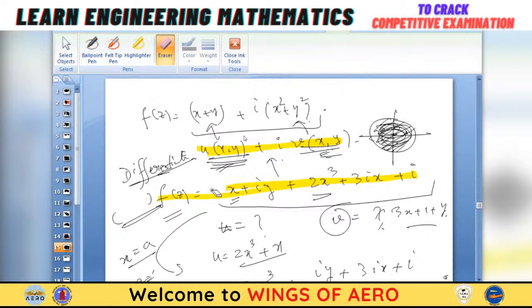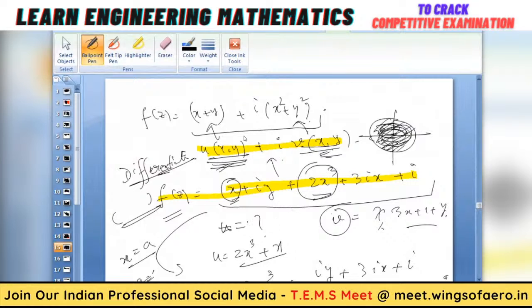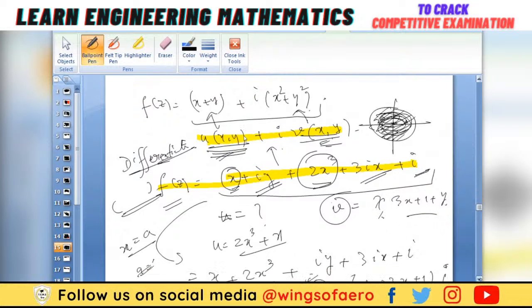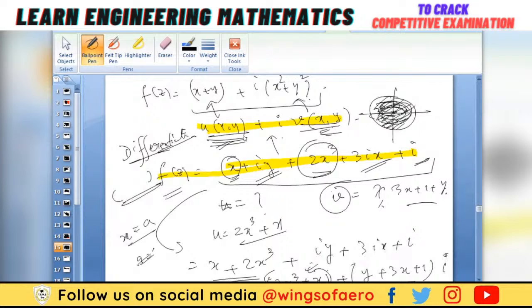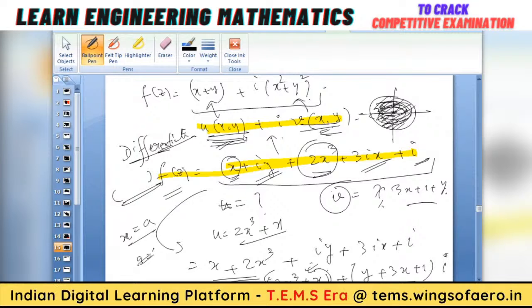So first we separate the i part and the non-i part. What is the non-i part? This part is not included in i, so I am separating this, and then the i part, this one and this one. After separating, u means the real part and v means the imaginary part, and nothing else. That's it, sir.